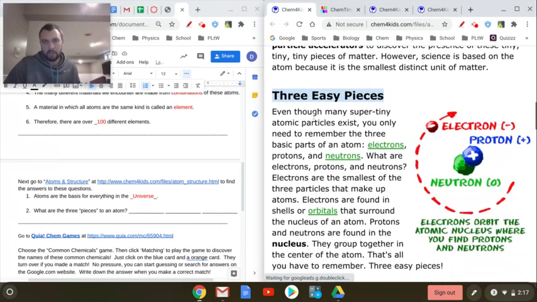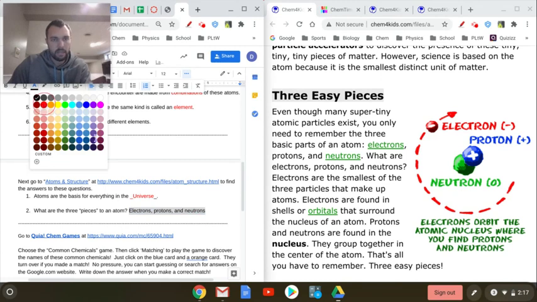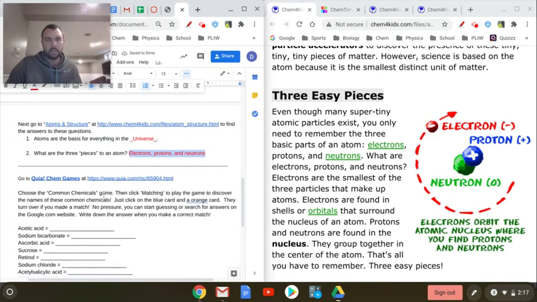Let's scroll down here a little bit. Even though many super tiny atomic particles exist, you only need to remember the three basic parts of an atom. These are the three pieces or parts: electrons, protons, and neutrons. All right. Electrons, protons, and neutrons. Highlight. Change to red. Boom. All right. Done with this website. So now we're going to go to this last link here.